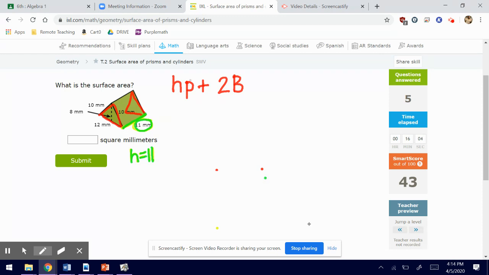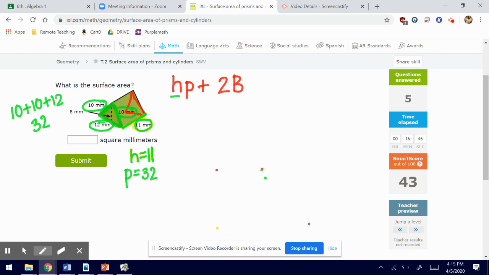This P is going to be the perimeter of the triangle. So I just need the perimeter of one of the triangles. So I need to add all the sides of one of these triangles. In that case, it's going to be 10 plus 10 plus 12, which is 32. Again, I just took all of the sides of that triangle, 10 plus 10 plus 12, and that's 32. So my P is going to be 32.